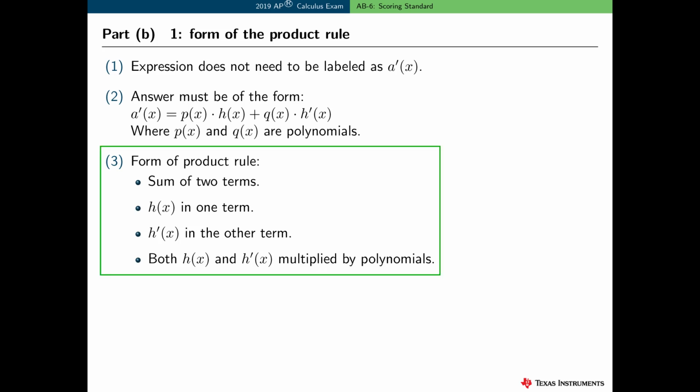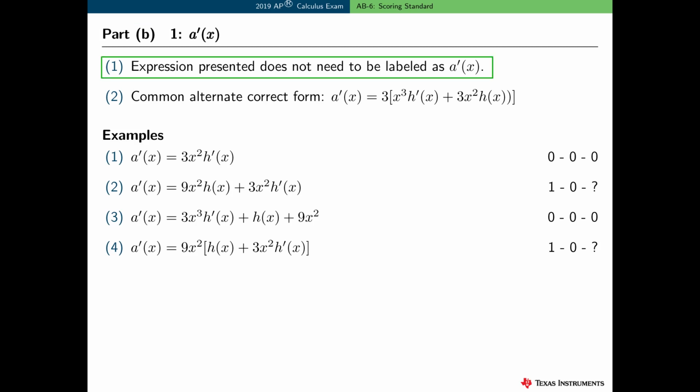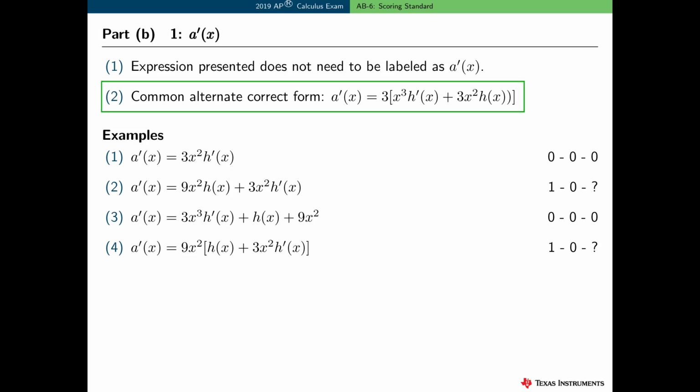And form of the product rule means there must be a sum of two terms, and h of x must be part of one term, and h prime of x must be part of the other term, and both h of x and h prime of x must be multiplied by polynomials. The second point in Part B was for the correct expression for a prime of x. Now again, this expression does not need to be labeled. And here's a common correct alternate form presented by many students.